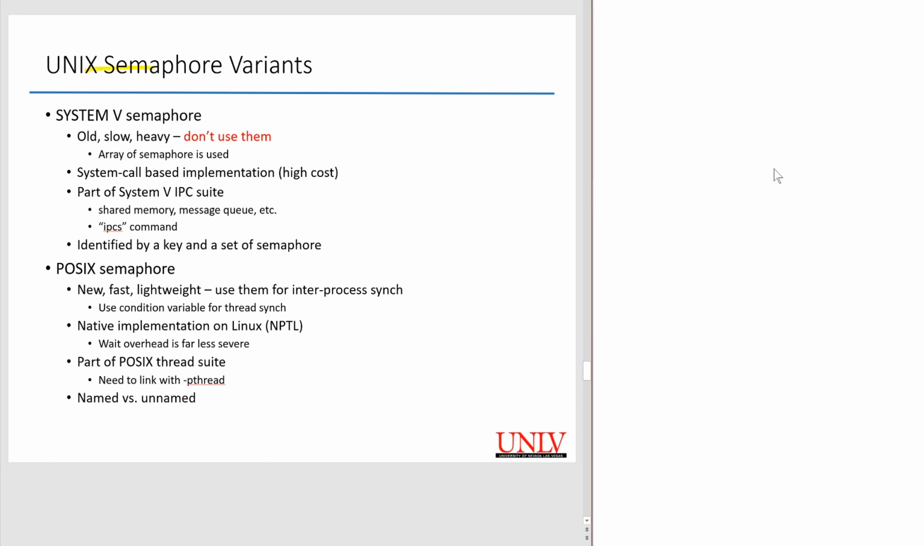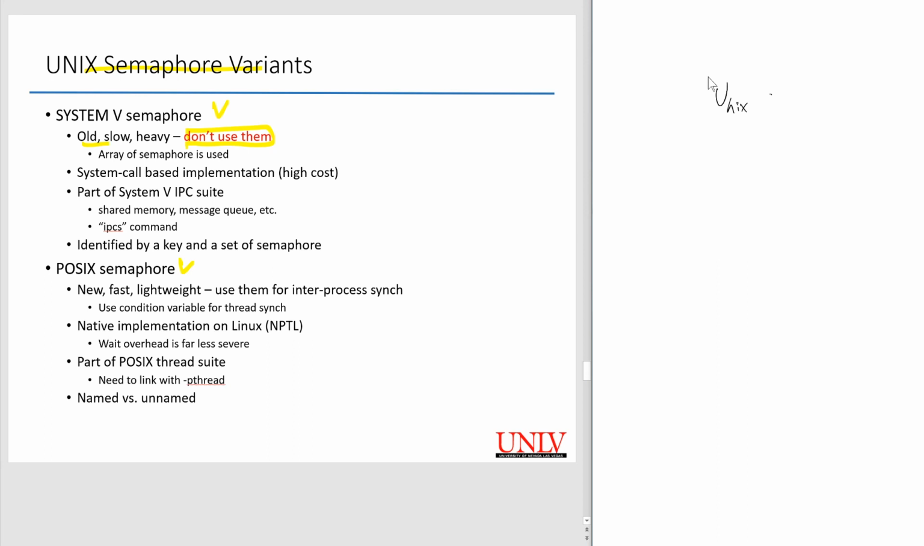So, UNIX semaphore variants. You have the System 5 semaphore and the POSIX semaphore. The System 5 semaphore is the old one. Obviously, I discourage the use of semaphores in favor of condition variables. But if you have to use one, then don't use the System 5 semaphore. Okay, so here are the variants of UNIX semaphores.